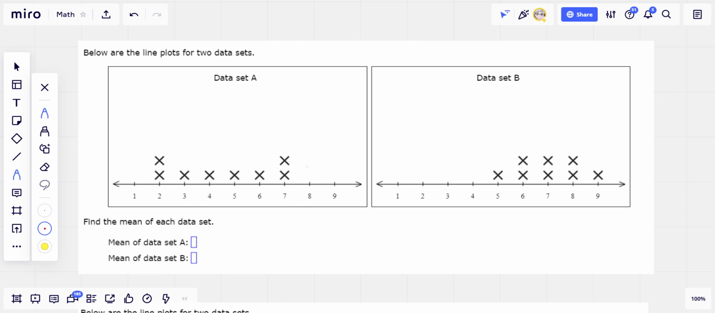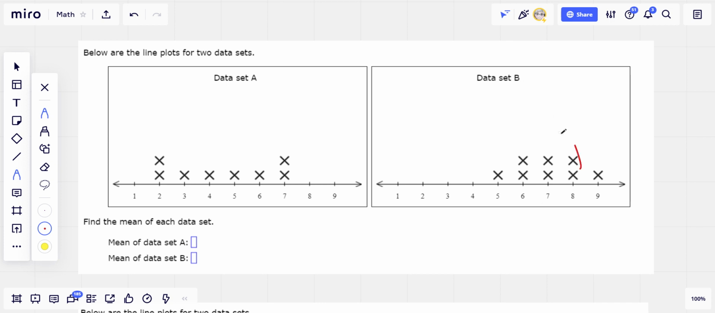And you can actually do this visually if your data set is what we call symmetrical. And symmetrical means there is some place where you can cut it in half and you have a mirror image on each side. I'm actually going to do data set B first because I think it's easier to get the answer. You should be able to see that both of these are symmetrical.